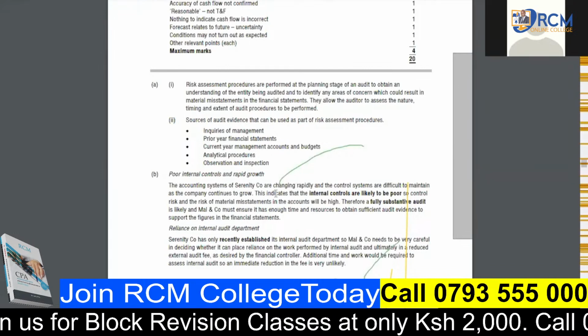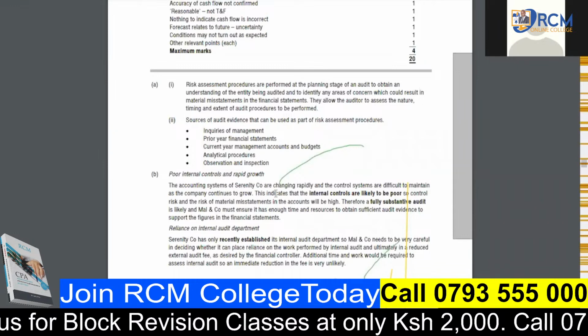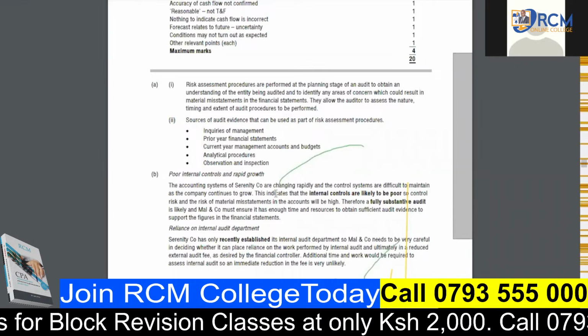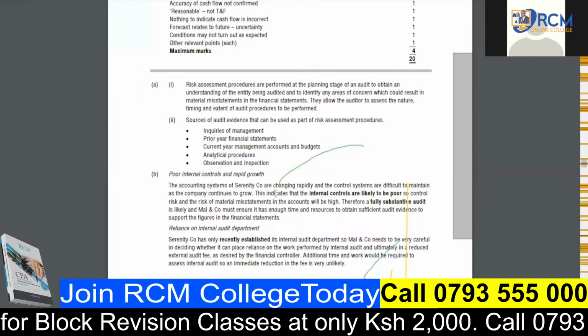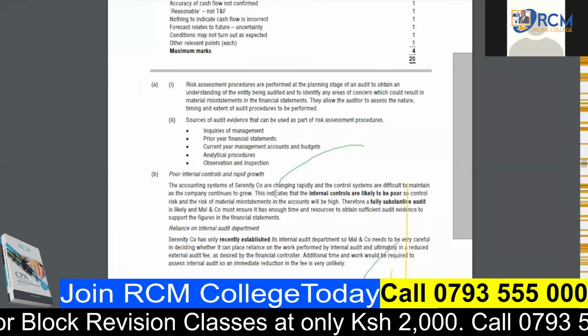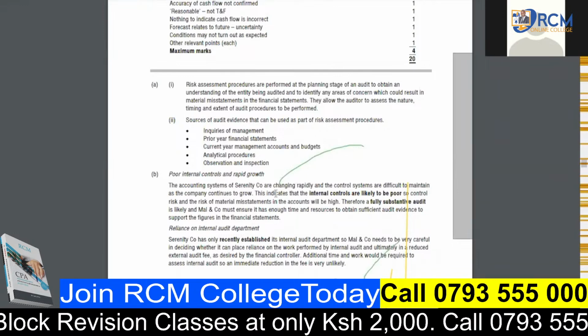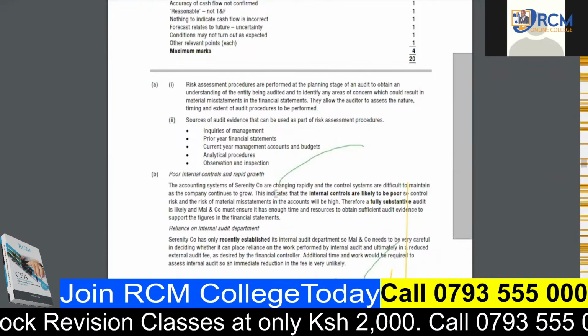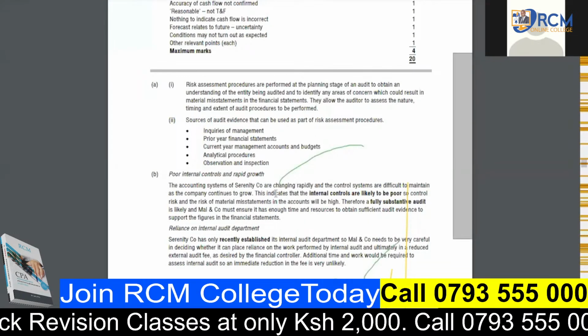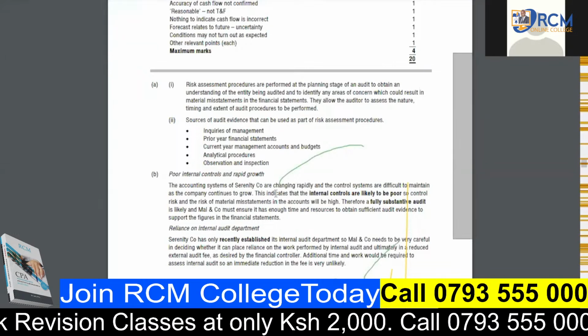Look at how wise this man is, to show you internal controls are not there. This company is growing very rapidly. And because of that, ladies and gentlemen, there is quite a high risk of misstatements. And as such, I'll not place reliance on the internal control systems. So in this case here, I have to do a full substantive audit.